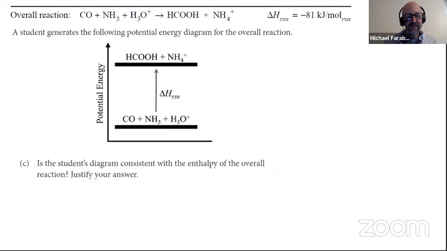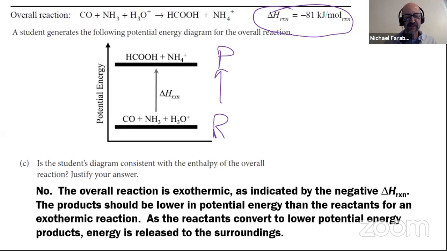All right, the next part, part C, is the student's diagram, which shows going from reactants to products. Is it consistent with the enthalpy? Now, the enthalpy change is negative, so this is an exothermic process. So the answer is no. Because the overall reaction is exothermic, as indicated by the negative delta H, the products should be lower in potential energy than the reactants. As the reactants convert to lower potential energy products, energy is released. So we have to disagree and say no.